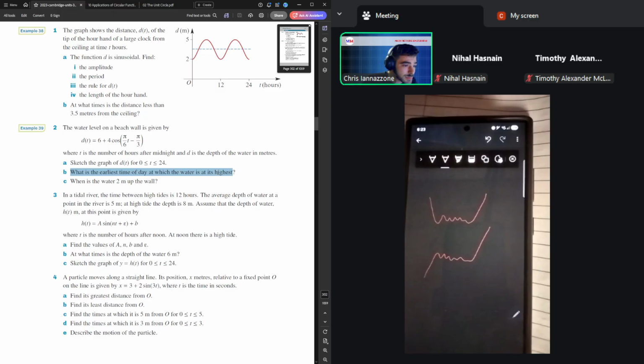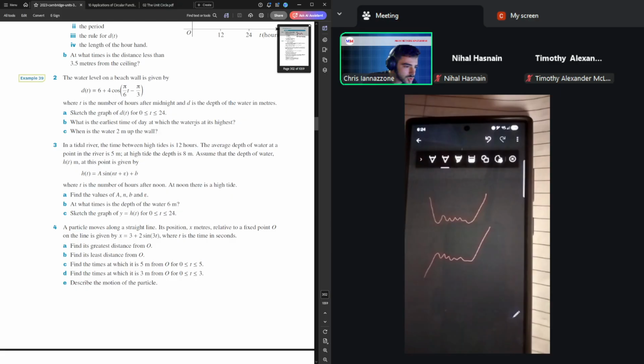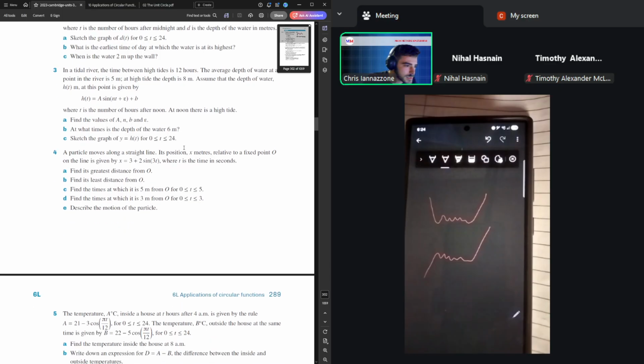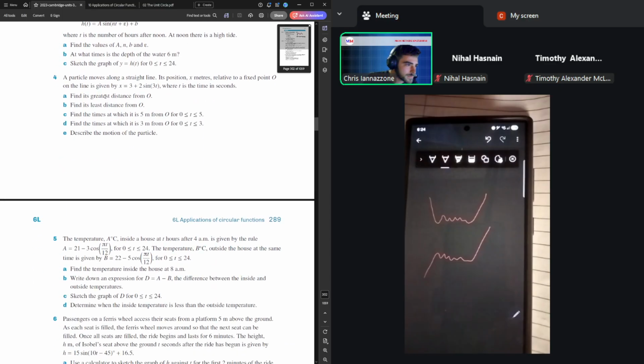What's the earliest time of day in which the water is at its highest? Well, highest would refer to peak, and so whatever the peak is in your scenario, you sub that in as your y value and solve for t. There's not too many nuances to talk about any further from here. Greatest distance, peak. Least distance, that's a bit of a weird phrasing, but that's going to be the trough.